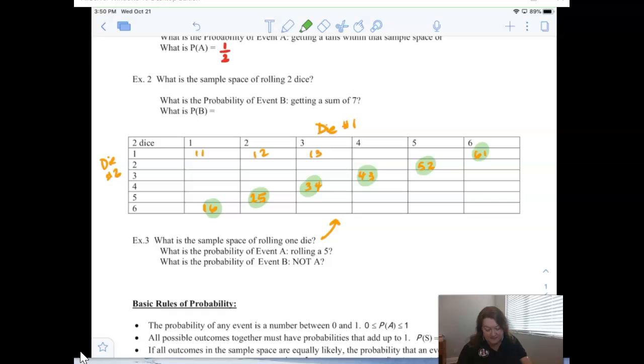So that looks like 6 different places. So when I do the probability, I am looking at 6 out of the entire sample space, which is 6 times 6, which is 36, and that reduces down to a 1 out of 6 probability.